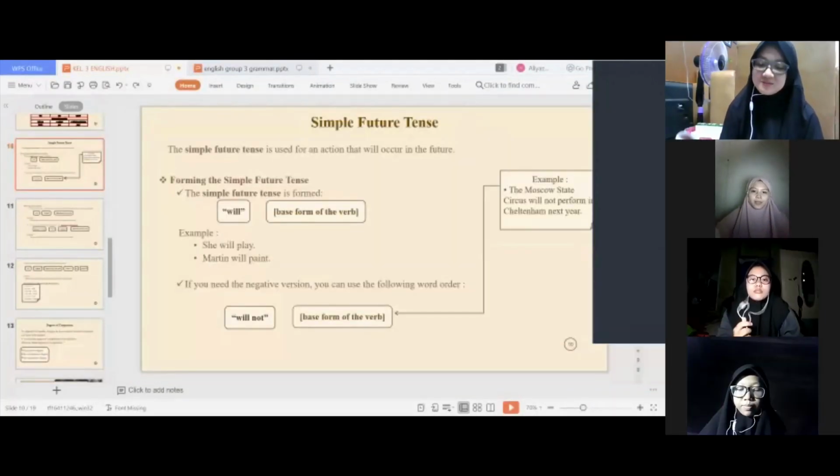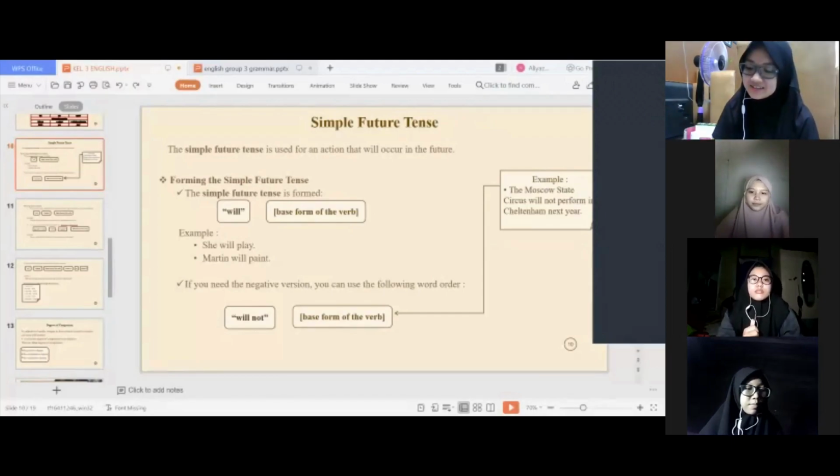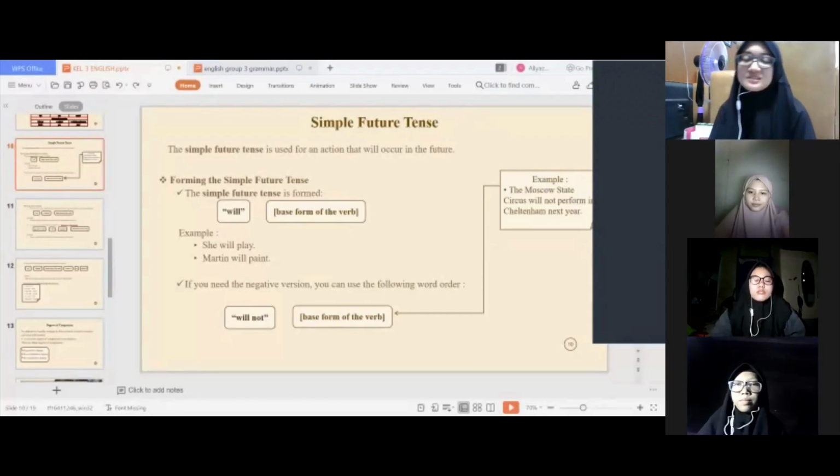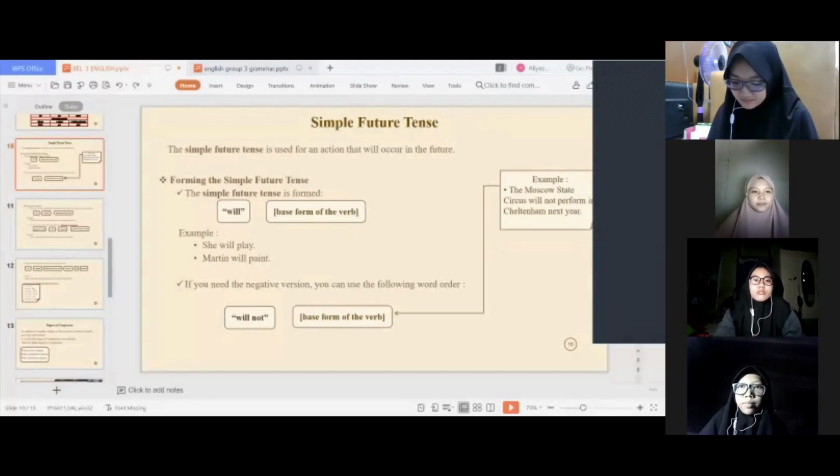Next, we have simple future tense, and Siti Fatima will explain to us about simple future tense. Okay, I will explain about simple future tense. The simple future tense is used for an action that will occur in the future. How do we form the simple future tense?